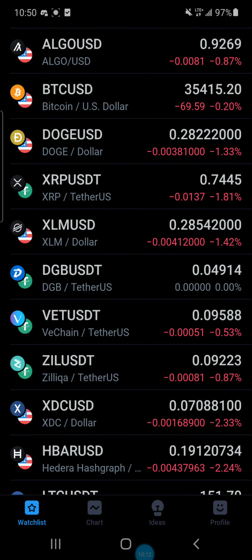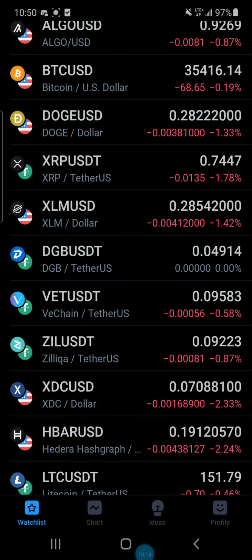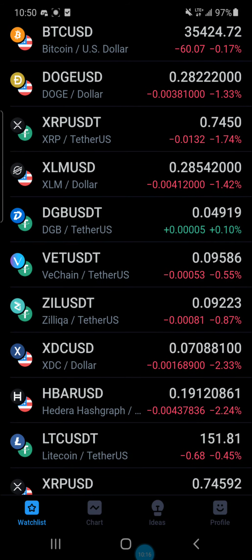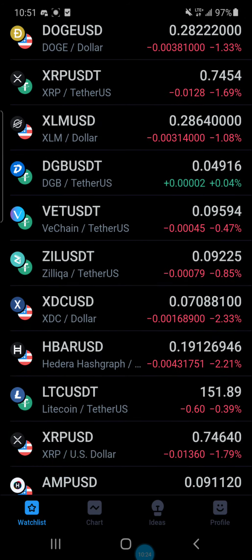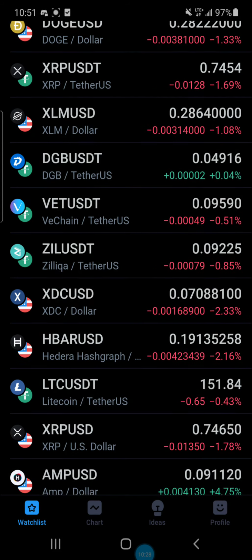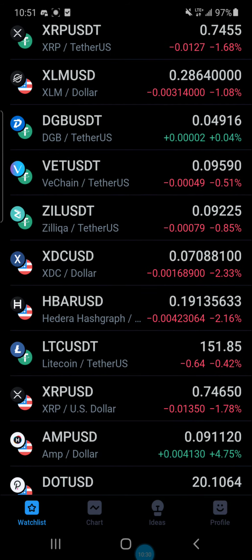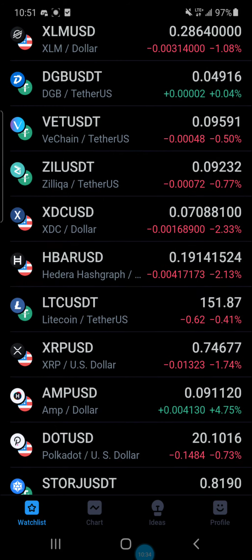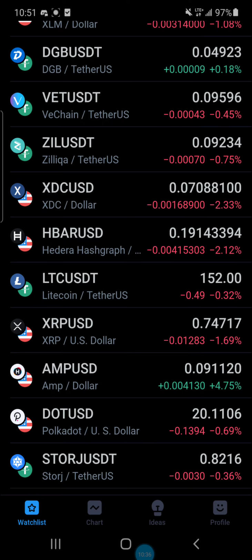Bitcoin's down 0.20% to 35,416. Doge is down 1.33% to 28.2. XRP's down another 1.7% and barely hanging on at 74.53. XLM's down 1.08% and once again is under 30 cents at 28.6. DGB's under 5 cents again, but it's up 0.04% and ready to drop, 0.04916. VeChain's down 0.05% to 9595.